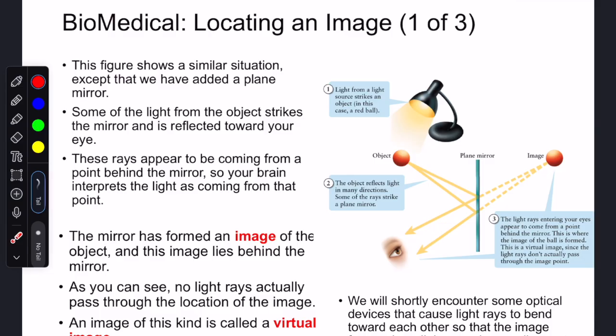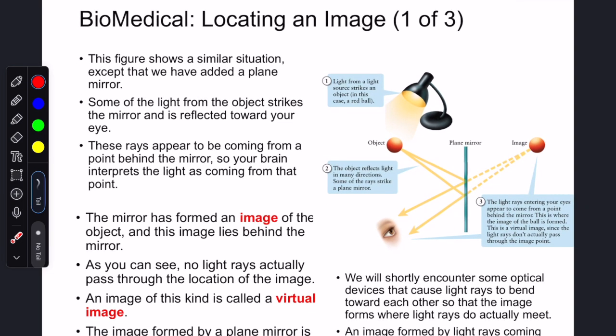We define these kinds of images formed by virtual rays as virtual images, because our brain is producing these rays, connecting the dots, taking that light ray straight back. It's not real, it's virtual, so we call this a virtual image. Any image that is formed by virtual rays is a virtual image. All images formed by flat mirrors, which we call plane mirrors, are going to be virtual images.